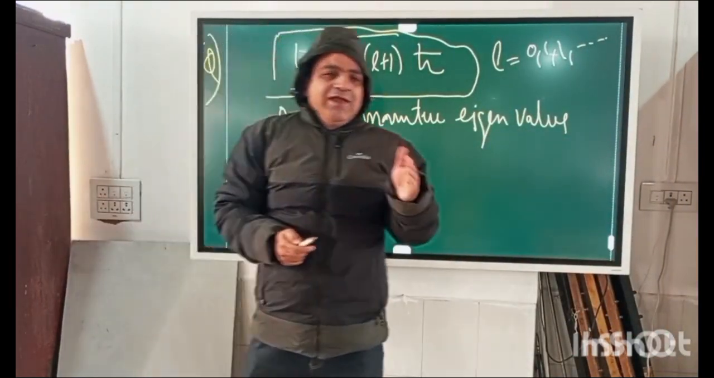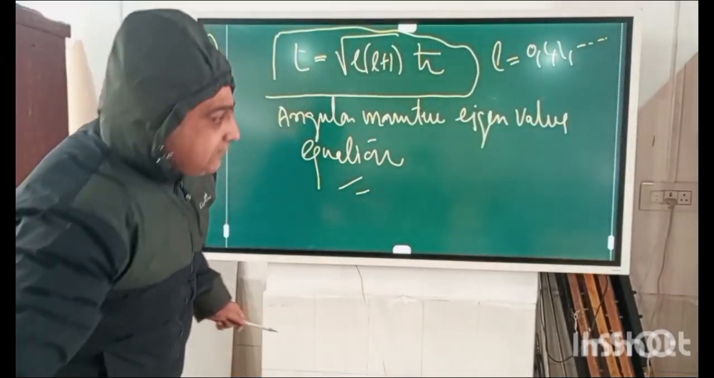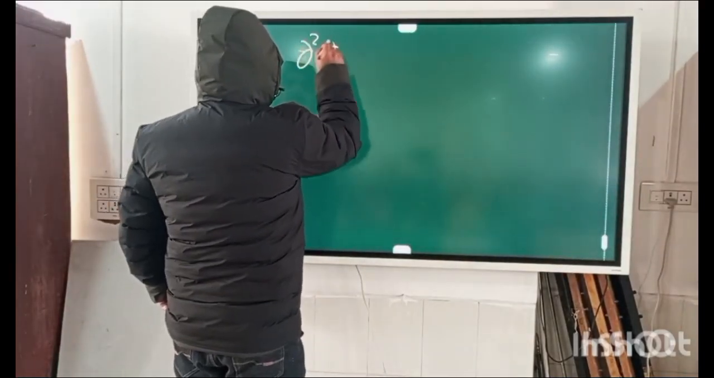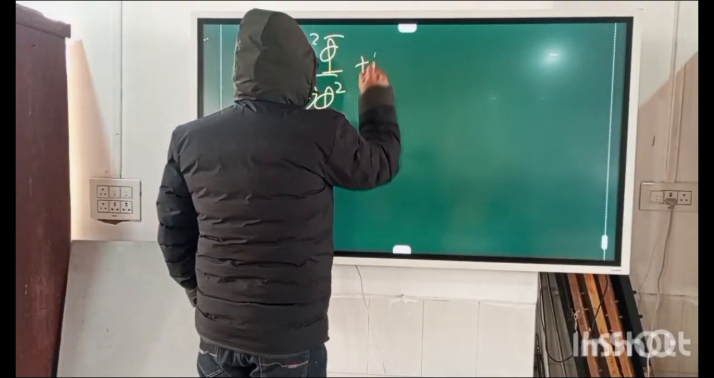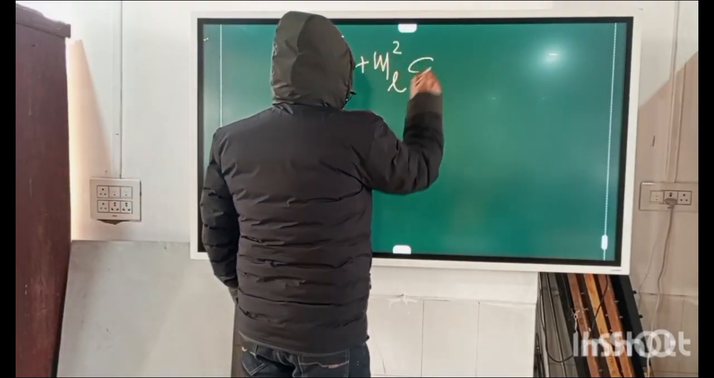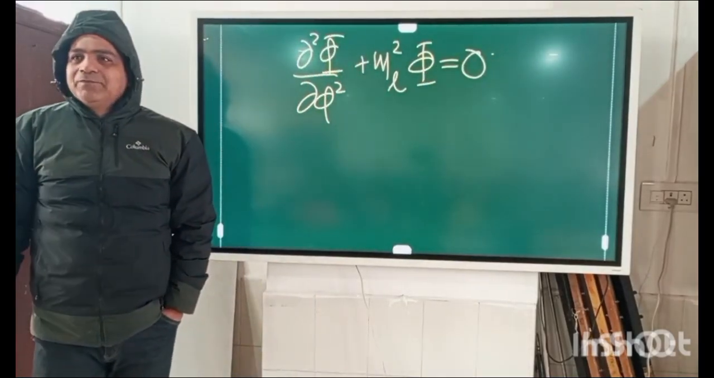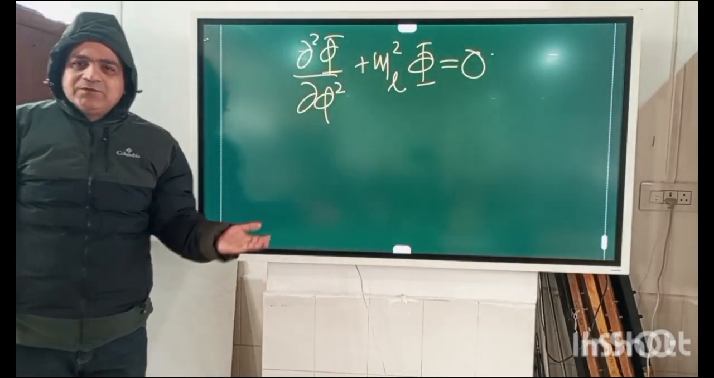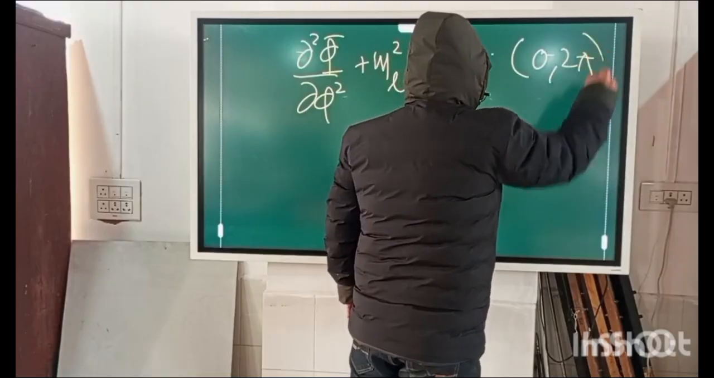Do you remember the equation in terms of phi? In terms of phi, we had d²Φ/dφ² + ml² Φ(φ) = 0. Wasn't it? Right? What is phi? Phi is the azimuthal angle, and its value moves from 0 to 2π.